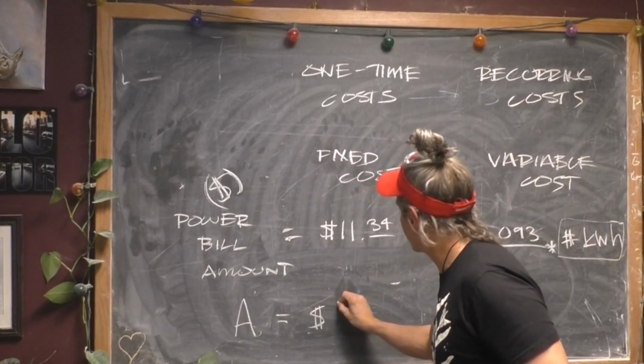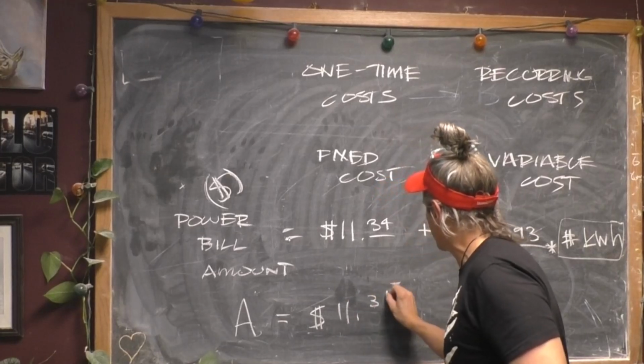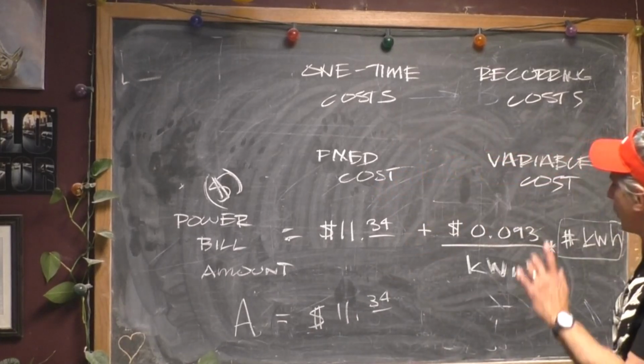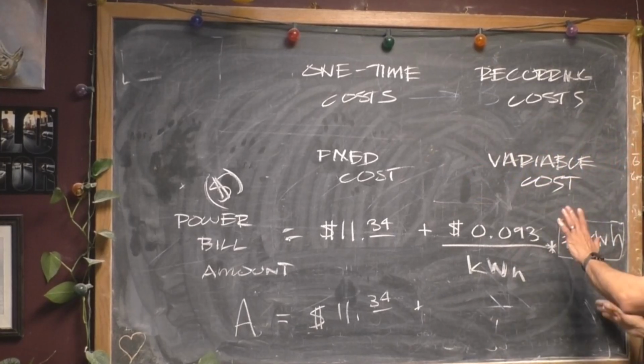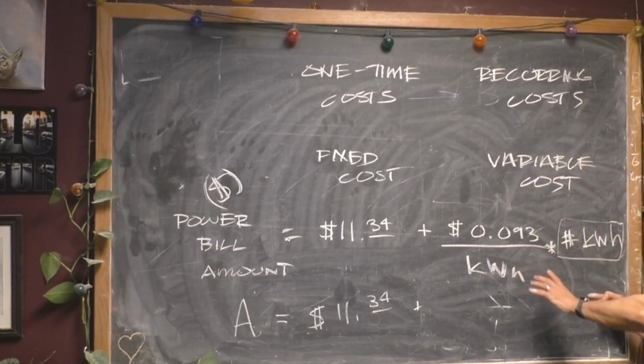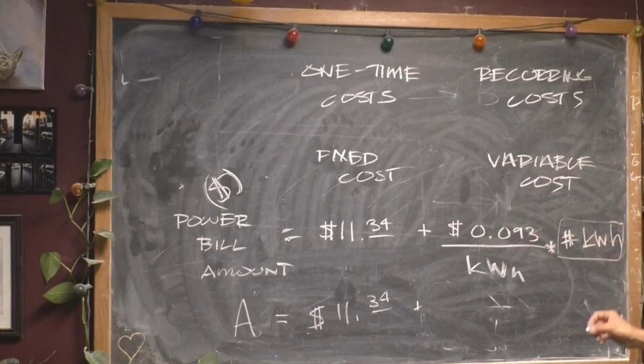And I like the fact that it's got dollar signs on it because it should have units. Okay, 1134 plus... Now, I'm not going to write the per kilowatt hour. I did this previously too. I'm just going to have the dollar amount.